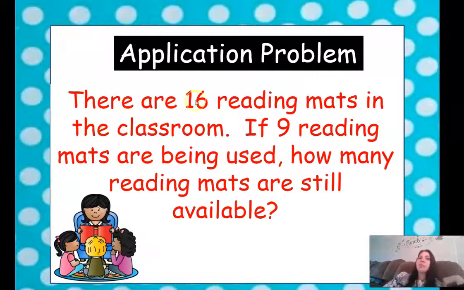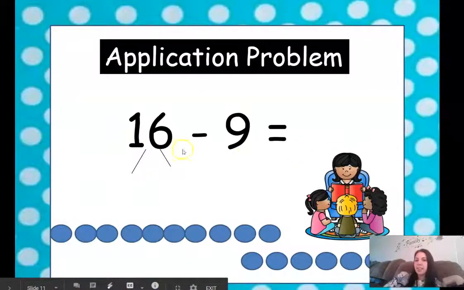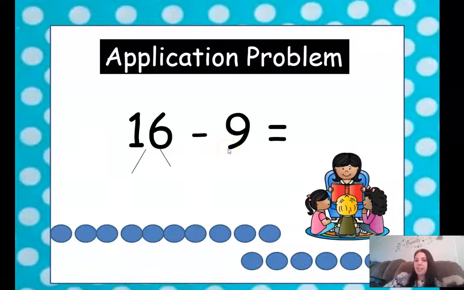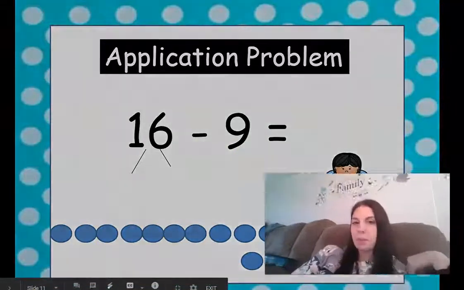Let's look at this problem. If there are 16 reading mats in the classroom, if 9 reading mats are being used, how many reading mats are still available? So if there are 16 to start with and 9 of them are being used, how many are left? So this is a classic 16 minus 9 subtraction problem, and I was going to draw it out on my paper. 16 minus 9.